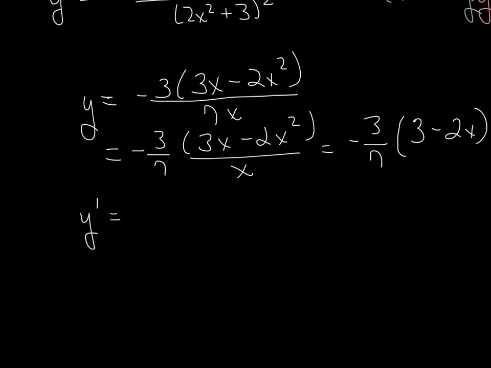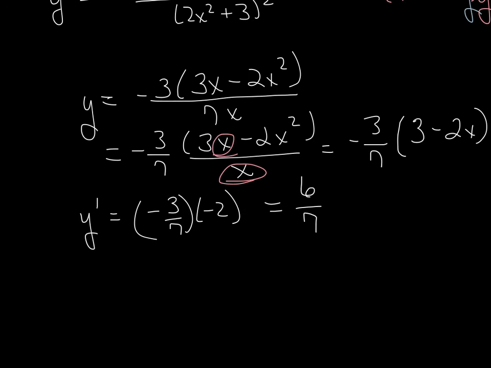You'll have -3/7 times -2. And so our derivative is actually 6/7. So again, we want to simplify before we try to take a derivative.